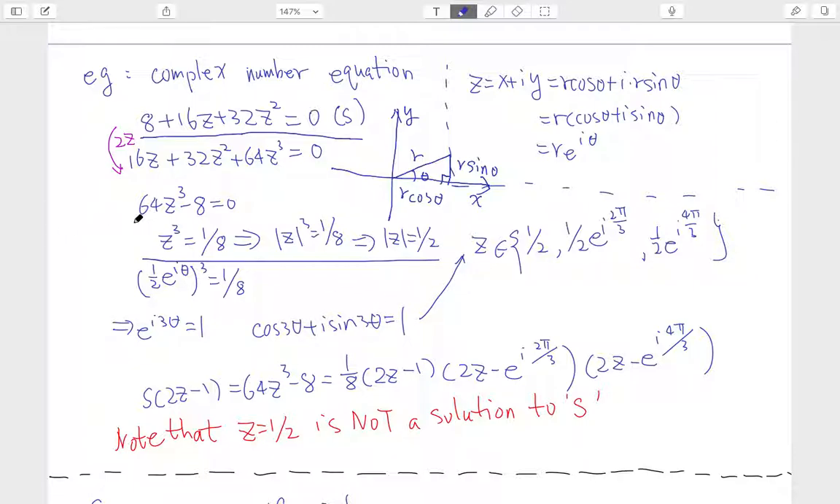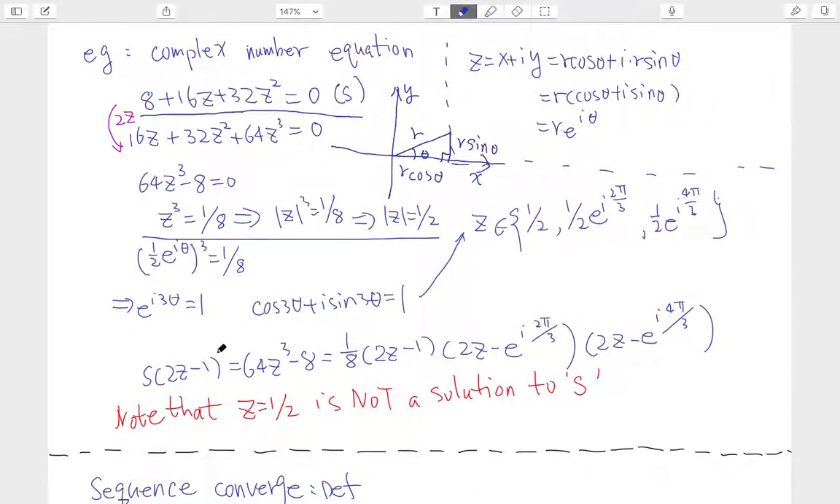Since this equation stresses z to the cube, third power, this implies that there are precisely three distinct solutions to this equation, and here it is.